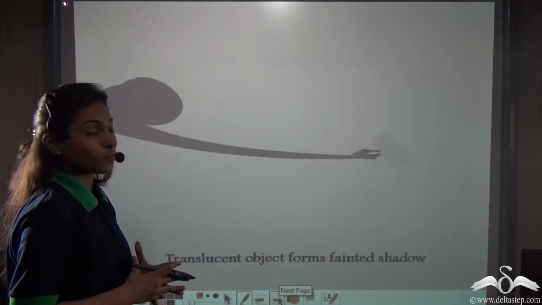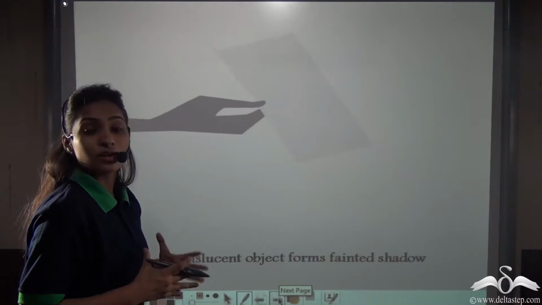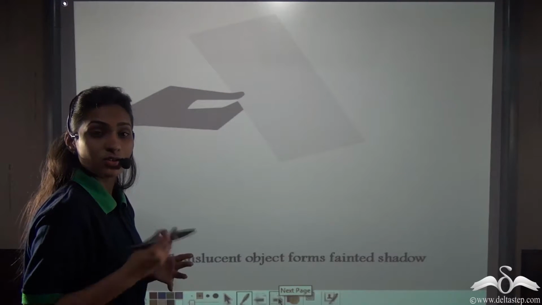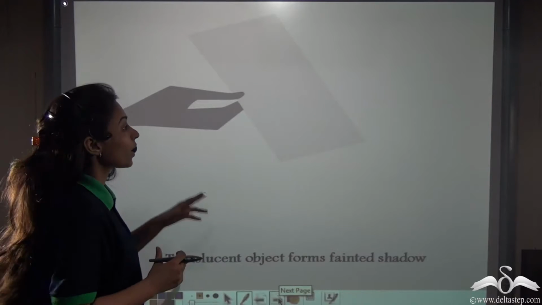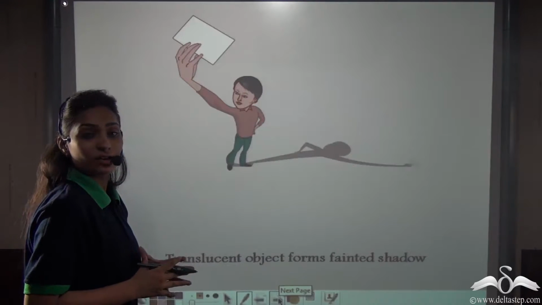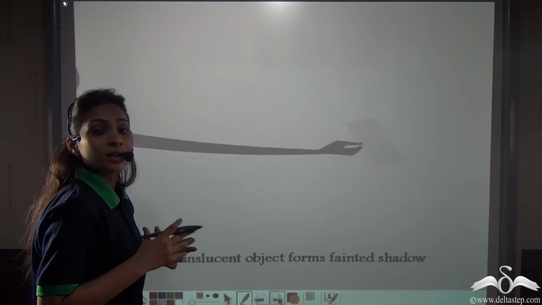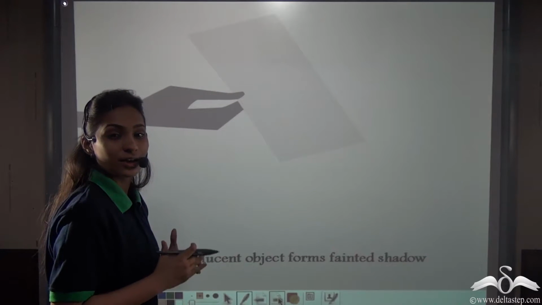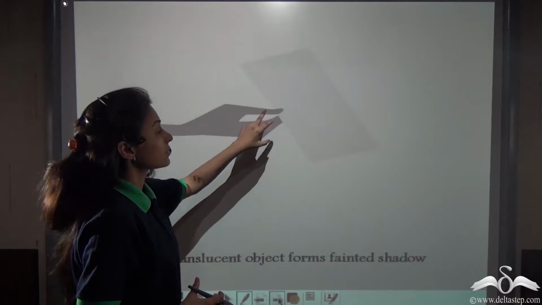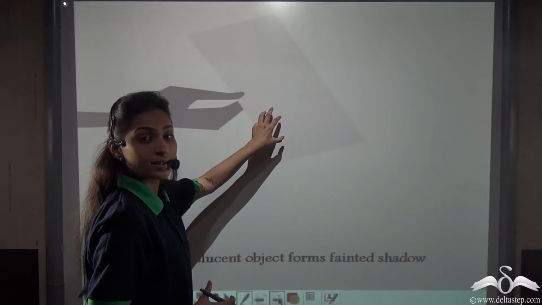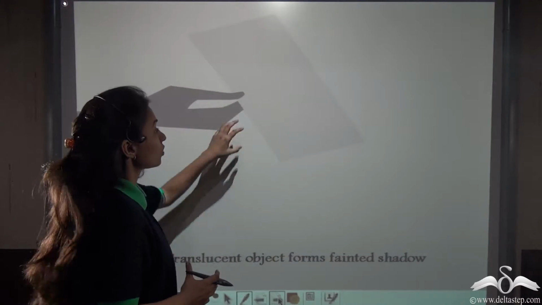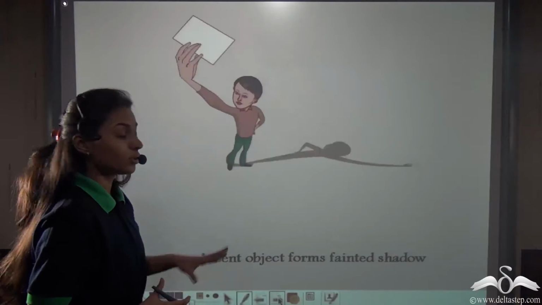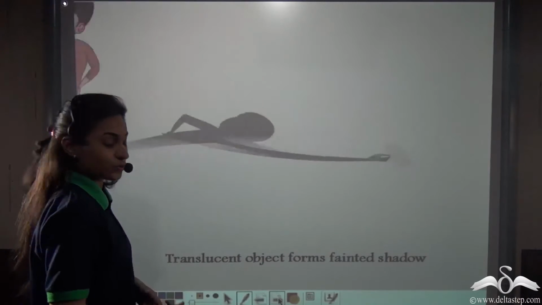Now, what about translucent objects? Well, translucent objects like tissue papers or translucent window panes form a very faint kind of shadow. Why? Now, they do not allow all the light to pass through them. They allow partial light to pass through them. That is why some part of the light falls and some part remains dark. So, there is a very faint kind of shadow that translucent objects produce.